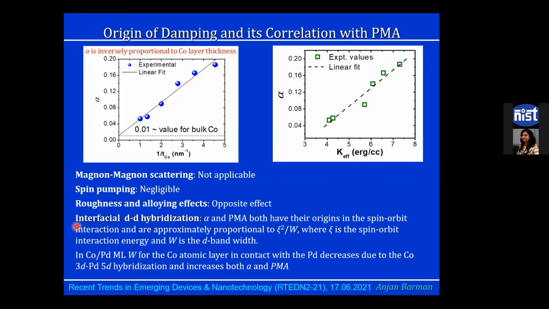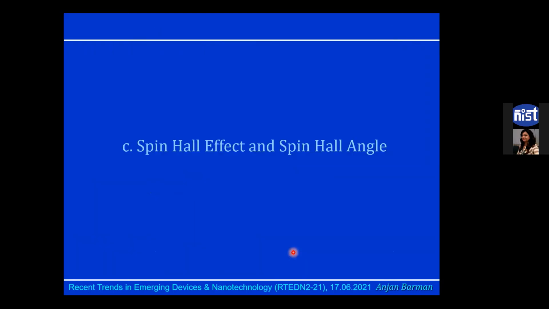And finally, we find out that the interfacial hybridization of 3D and 4D bands of cobalt and palladium are actually responsible for this. And because alpha and anisotropy both have their origin in the spin orbit interaction, they are approximately proportional to xi squared over W. Xi is the spin orbit interaction, and W is the D bandwidth. And that is why they are correlated. So this correlation has been established. So now I'll show you how the spin Hall effect and spin Hall angle can be measured.